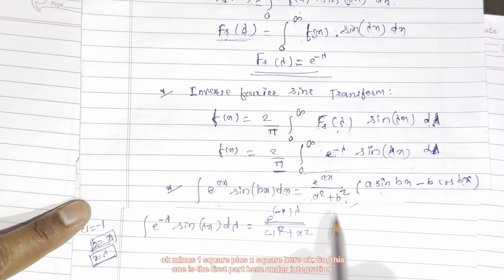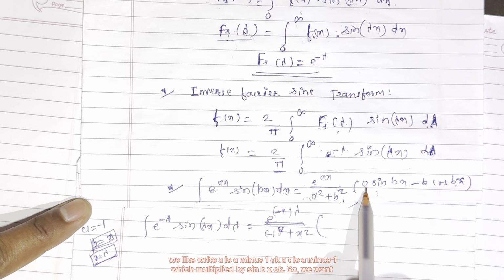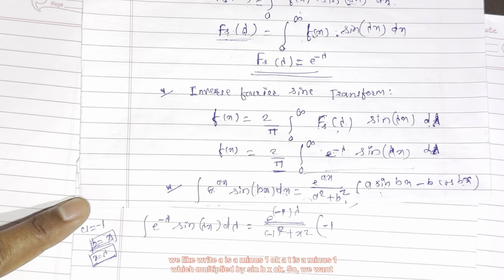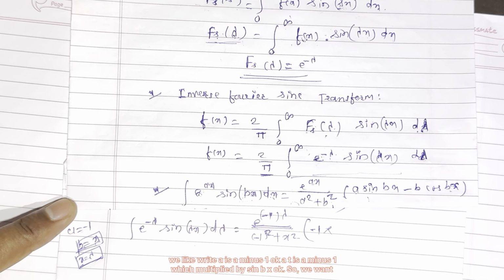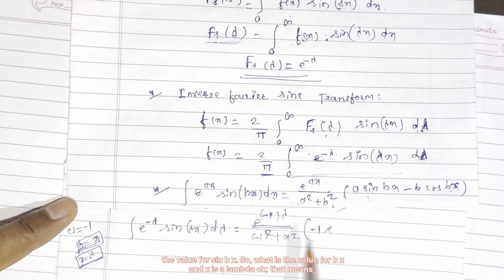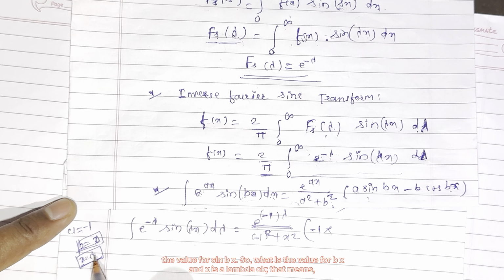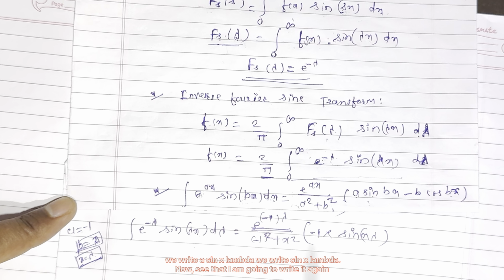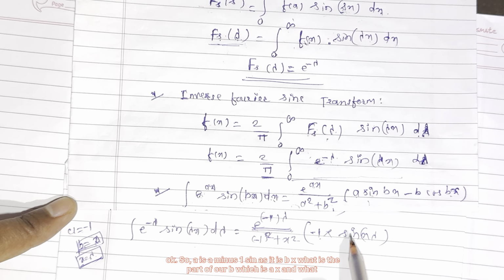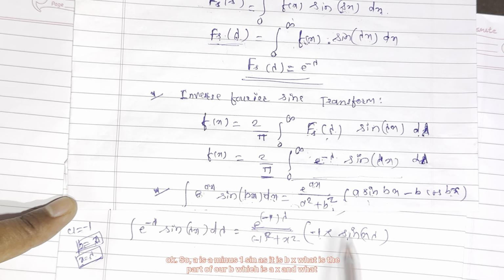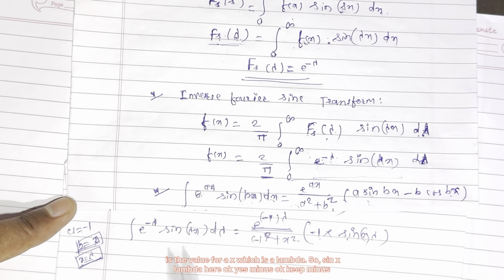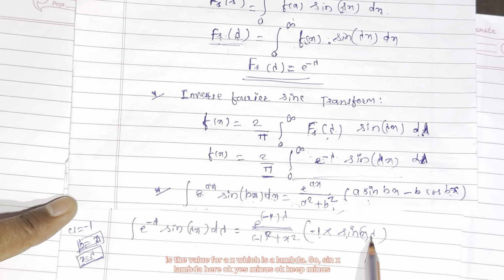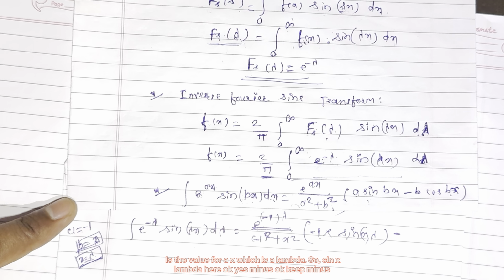So this one is the first part here. Under integration we write a as minus 1, which is multiplied by sine bx. So we want the value for sine bx. What is the value for bx? And x is lambda, that means we write sine x lambda. Now I'm going to write it again: a is minus 1, sine as it is bx. What is the value for b, which is x, and what is the value for x, which is lambda? So sine x lambda here, and keep the minus as it is here.